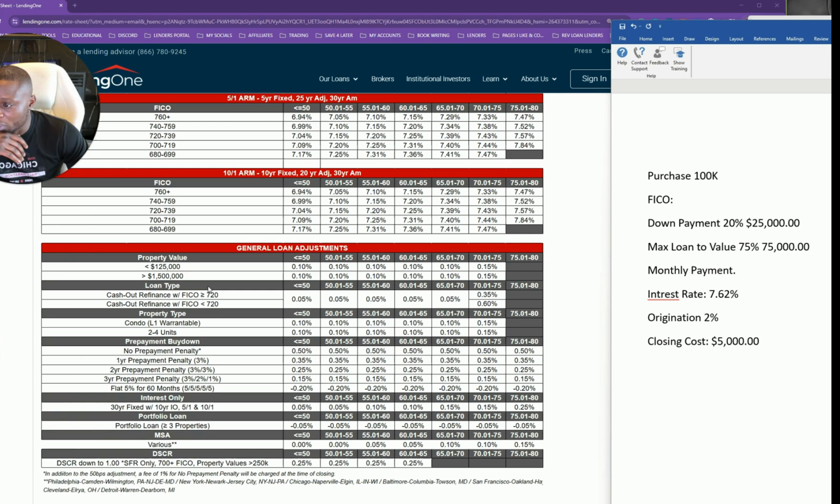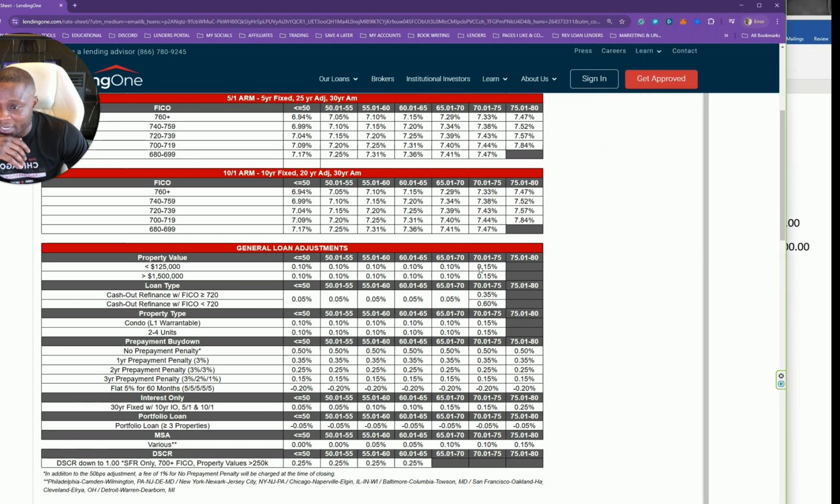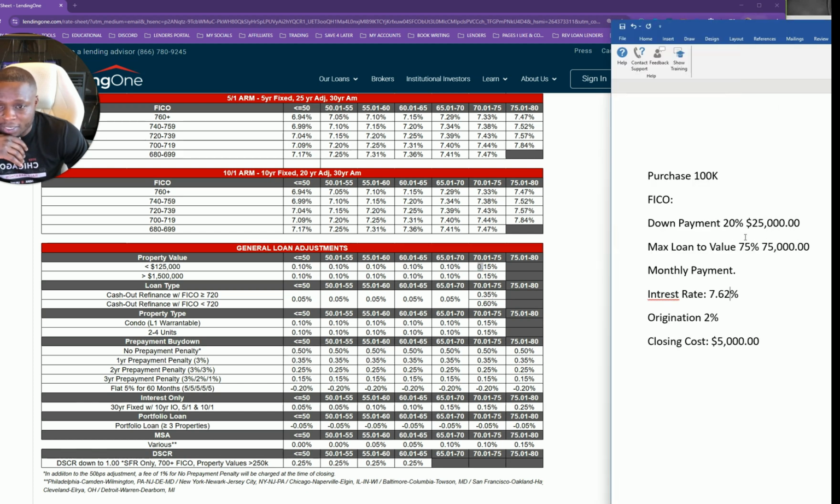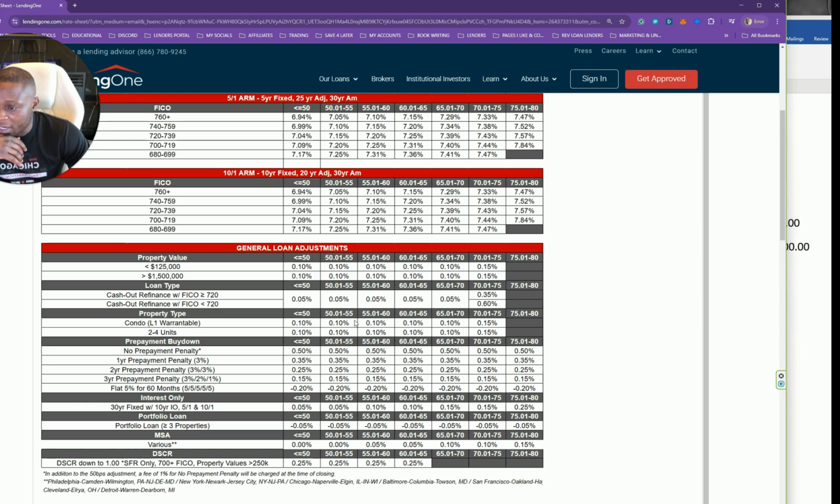So, more adjustments. This is going to be a purchase. If it was a cash out, there would be an adjustment for a cash out. Right there, 75%. If it's a condo, there will be an adjustment for a condo, as you can see that. If the client is interested in no prepayment penalty, they have to pay in order to get that, okay? If they do not, or don't really care about a prepayment penalty, then of course they can just leave it alone. But if they don't want a prepayment penalty, they have to pay for that. If they do a 1 year prepay, as you can see, they have to pay for that. 2 year prepay, they have to pay for that.